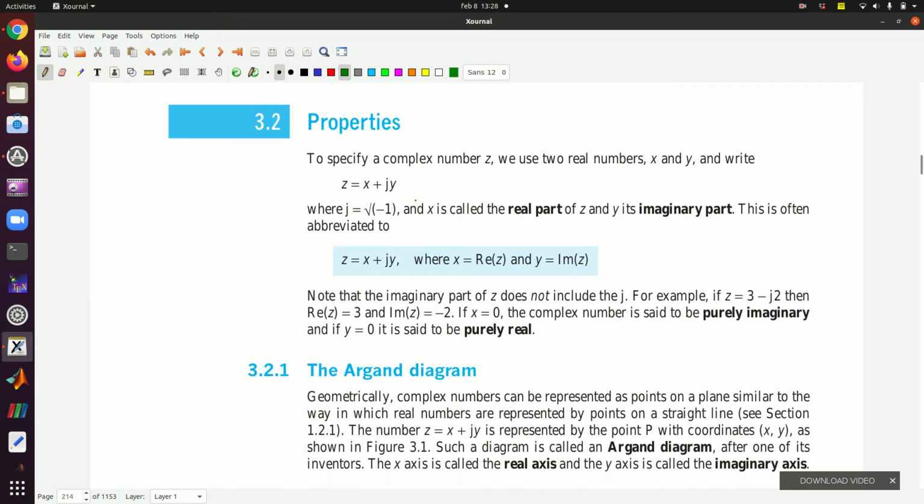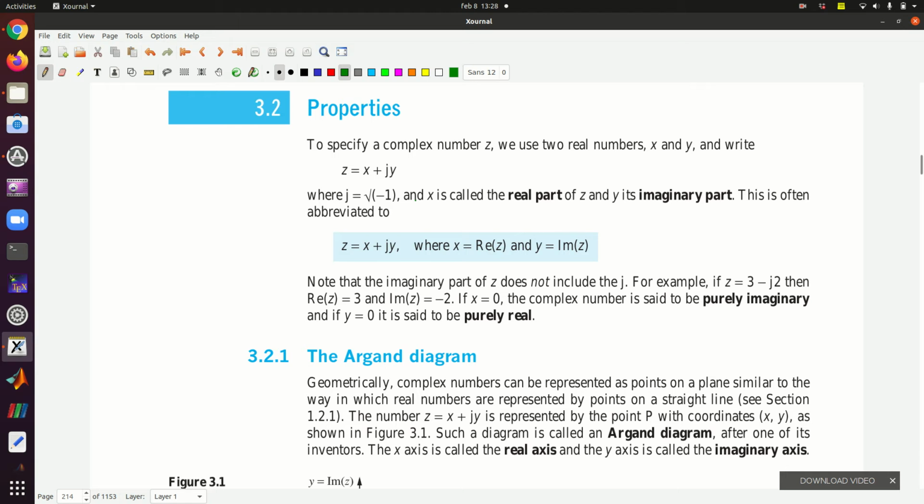Okay, so we can jump into the properties here. Now the notation here is this. Okay, z equals x plus jy, or some people decide to write it with iy. Whatever the case, j or i is the square root of -1. x is called the real part, okay, and y is its imaginary part. And we always abbreviate it that if we have this z as our complex number, x is the real part of z, and y is the imaginary part of z.